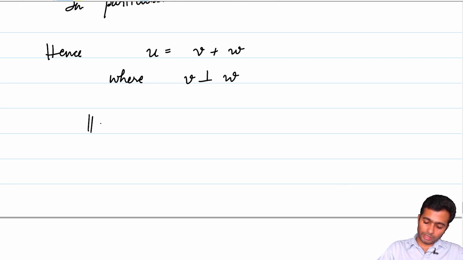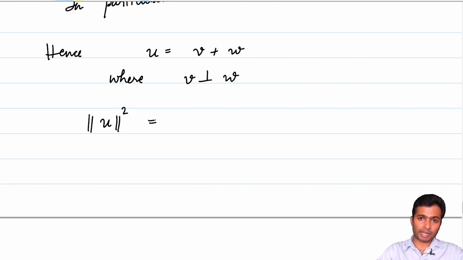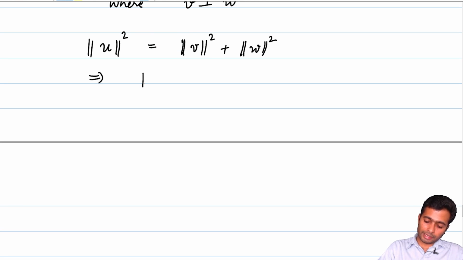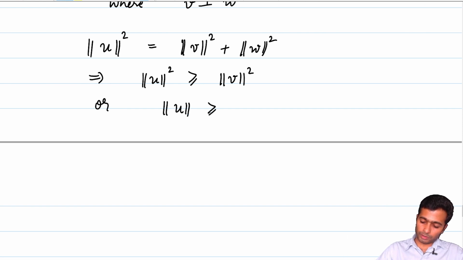So what can we say about the length of U squared? Now by the Pythagoras theorem, if you go back and check, there was no assumption of any finite dimensionality to talk about the Pythagoras theorem. This is just going to be equal to the length of V squared plus the length of w squared. And that would imply that the length of U squared is greater than or equal to the length of V squared, or the length of U is greater than or equal to the length of V.